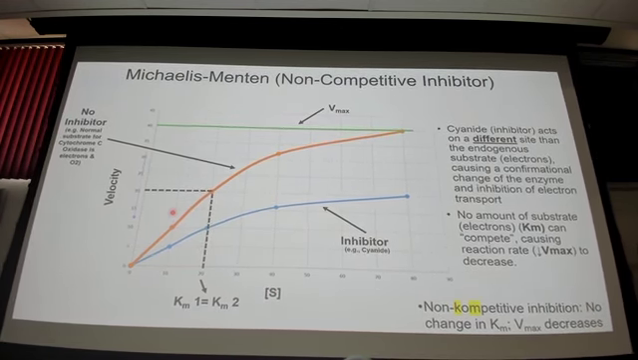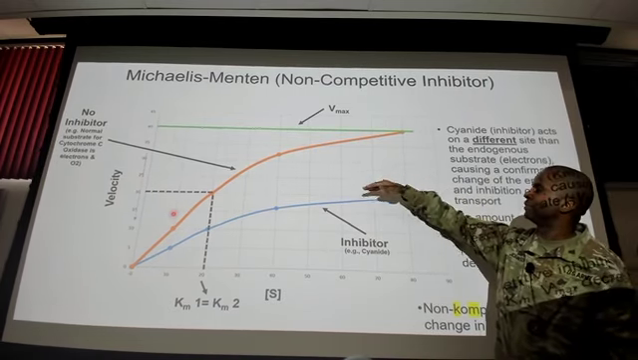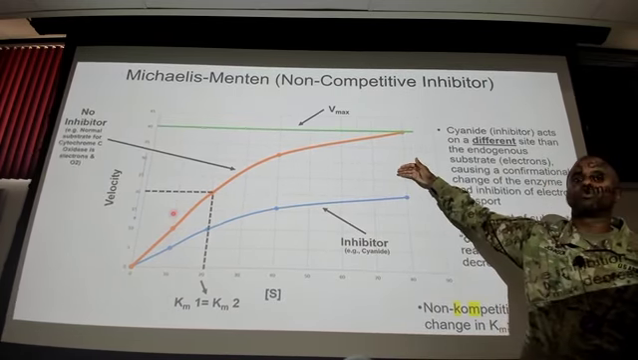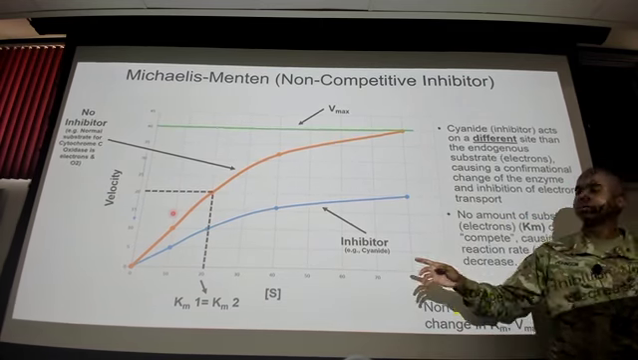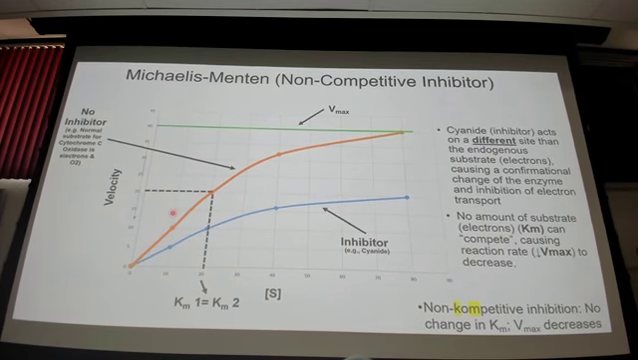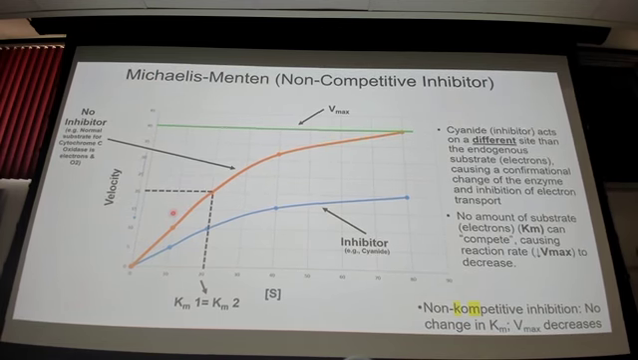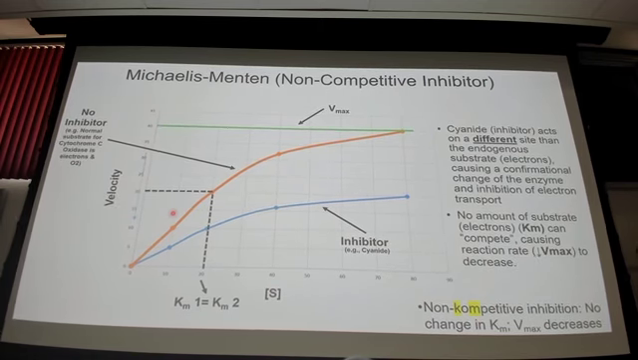So each line has a specific Vmax? For non-competitive inhibition, the Vmax, meaning the rate of reaction, has dropped. And why is that? Why has the Vmax dropped for non-competitive inhibition? There are fewer functional enzymes. Correct. And why are there fewer functional enzymes? Because the inhibitor binds to an allosteric site and changes the shape of the active site, so that stops the reaction from occurring.